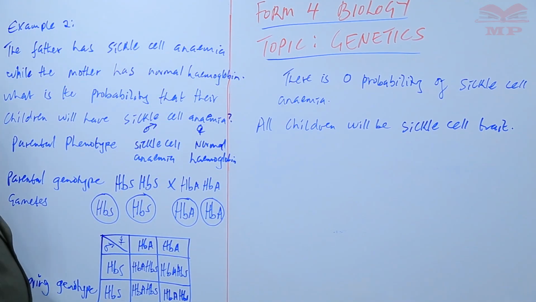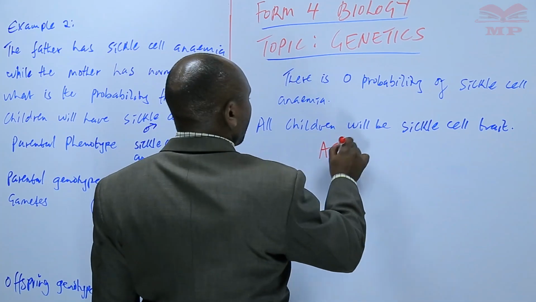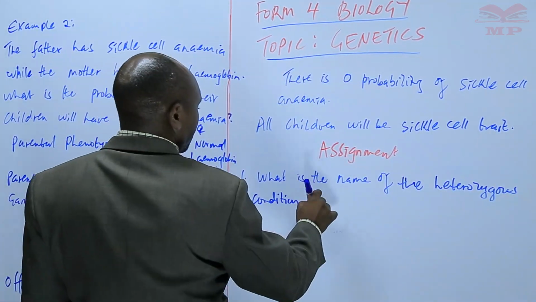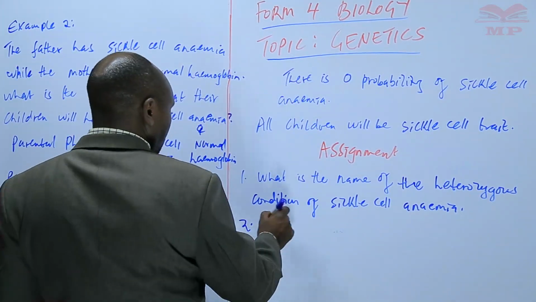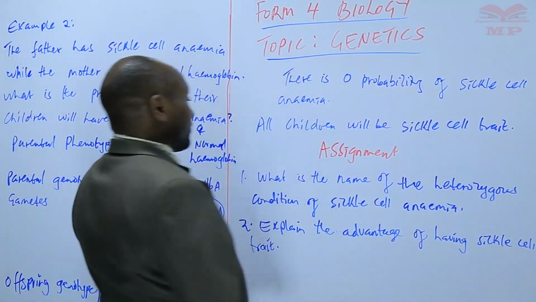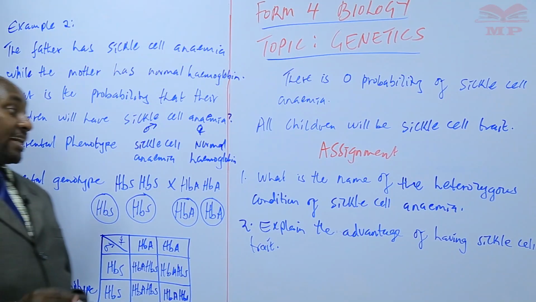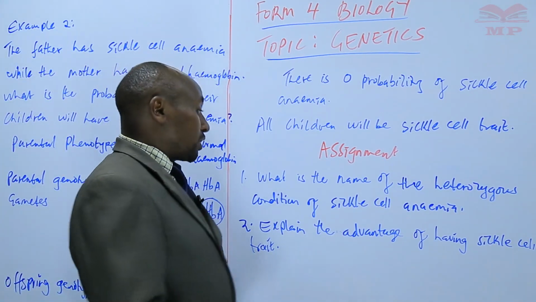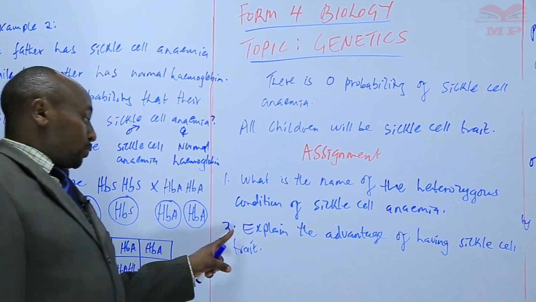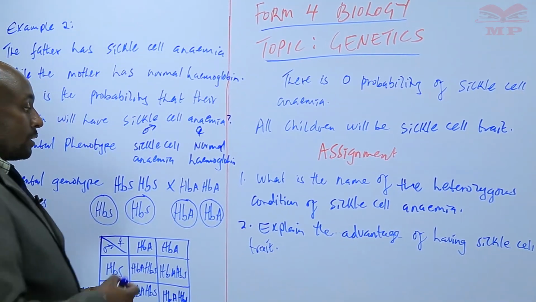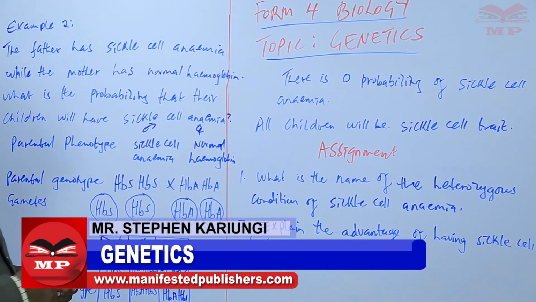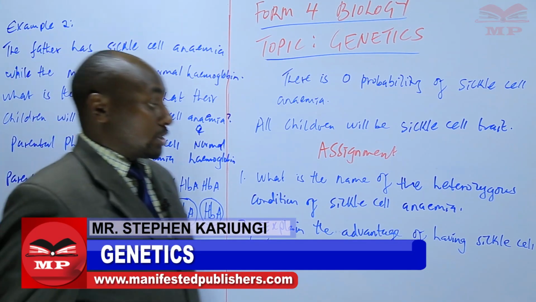So at that point, we can have an assignment. So the first question, what is the name of the heterozygous condition of sickle cell anemia? And number 2, explain the advantage of having sickle cell trait.